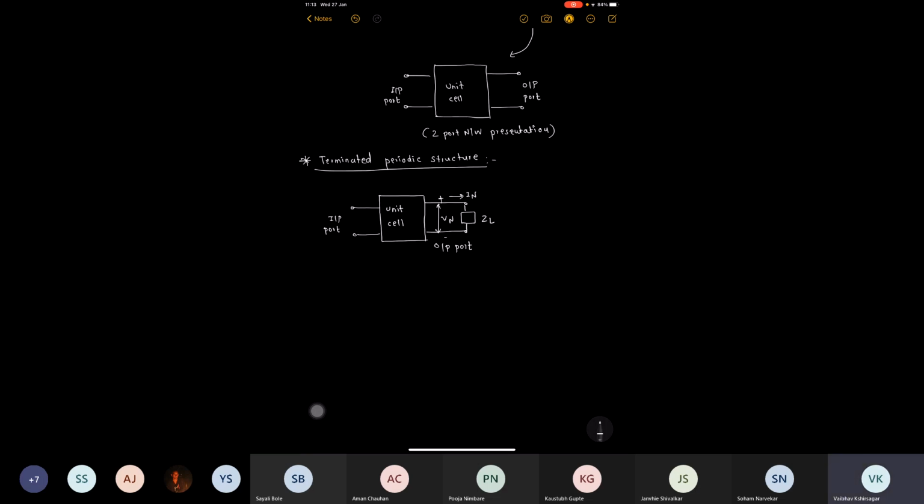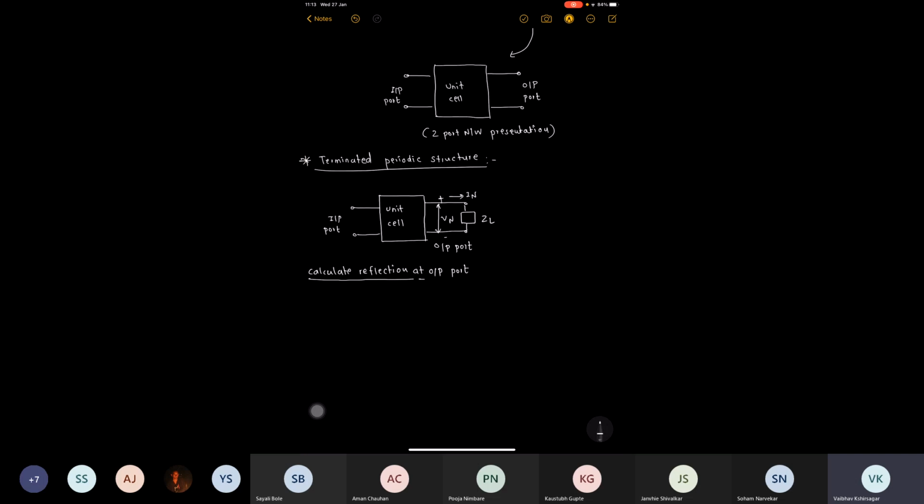Let us say ZL is the load impedance. Say we are now interested in calculating the reflection that could take place at the output port. So here we are interested in calculating reflection. Now first of all, why will reflection take place at the output port?